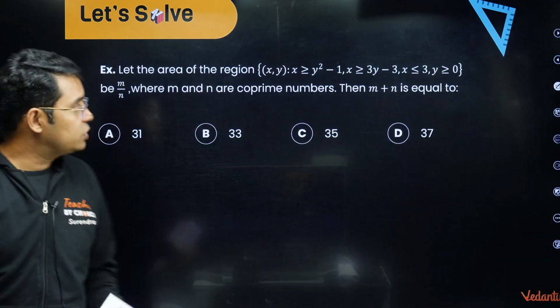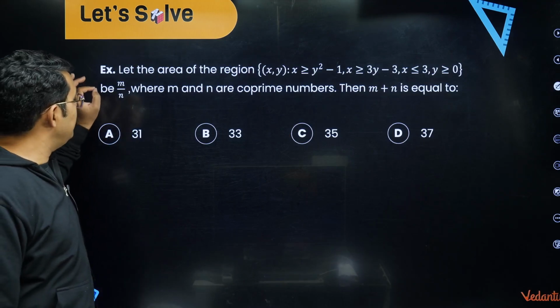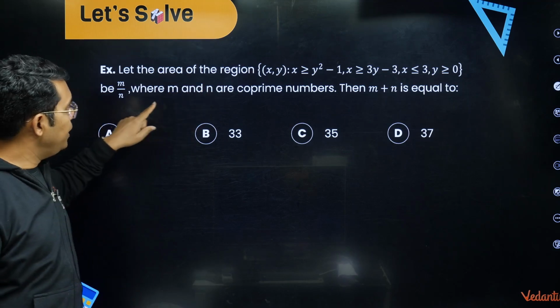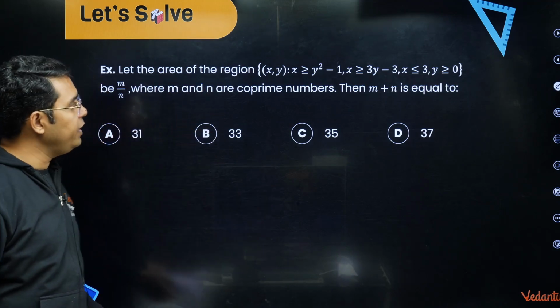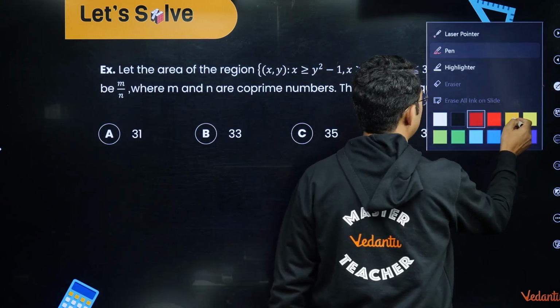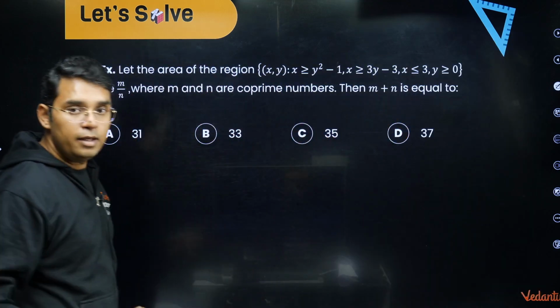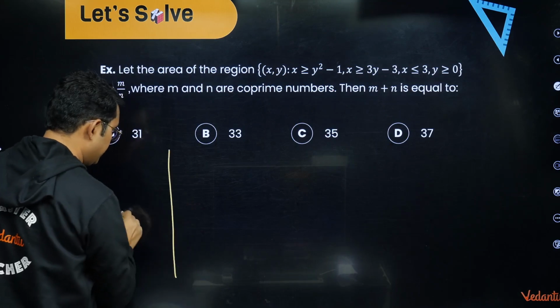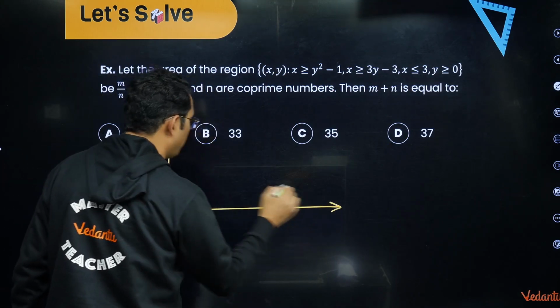Now coming to this question, it says let the area of the region be m upon n, where m and n are co-prime, then we have to find m plus n. Now once again we need to draw the graph of this function very neatly, in such a way that you can understand what exactly they are talking about.